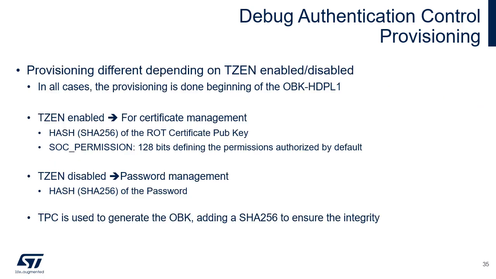When Trust Zone is enabled, debug authentication control is based on certificates. When Trust Zone is disabled, debug authentication control is based on passwords. Only the hash of the password has to be provisioned. In all cases, provisioning is done at the beginning of the OBK HDPL1.